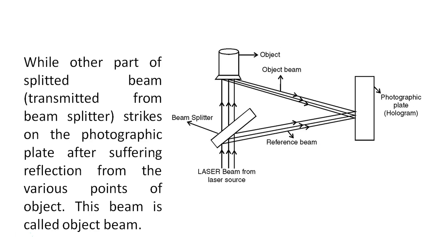While the other part of the split beam, transmitted from the beam splitter, strikes on the photographic plate after suffering reflection from various points of the object. This beam is called object beam. That is, one part is reflected and is incident on the photographic plate. Another part is transmitted, incident on the object, and after incidence on the object, it is reflected from the object and falls on the photographic plate. This is called the object beam.